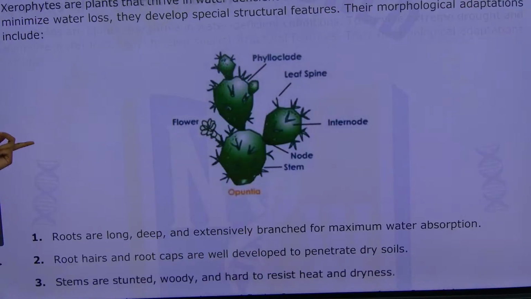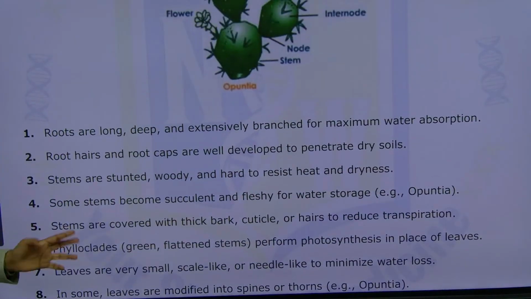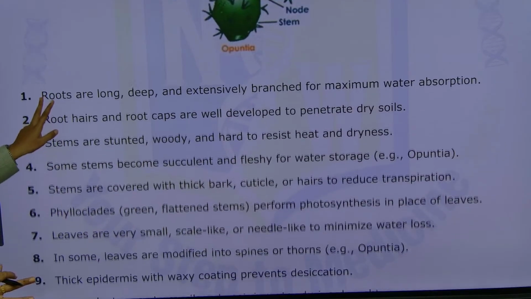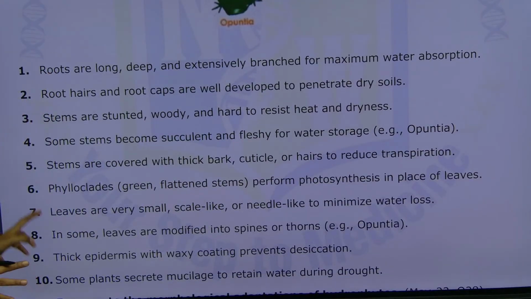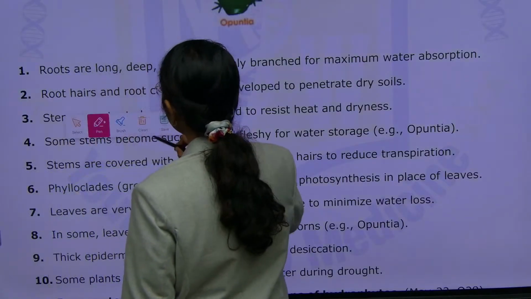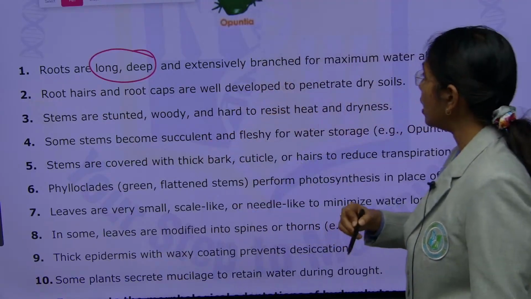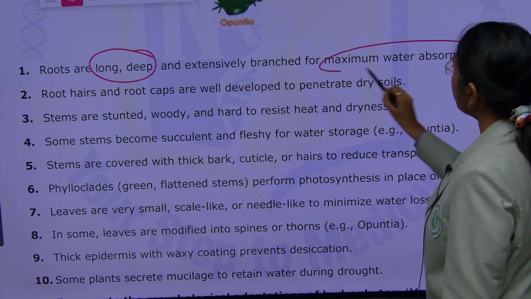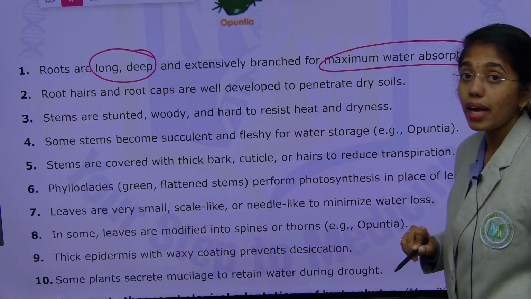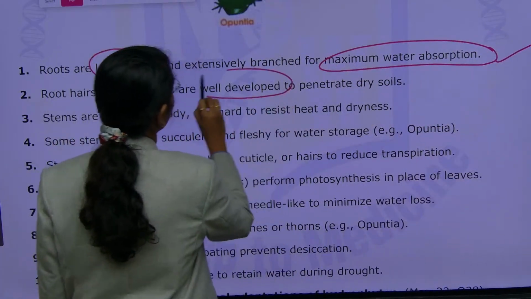The morphological adaptations include roots. What are the morphological adaptations? First, roots are long and deep for maximum absorption of water and minerals. Remember that. Roots are long and deep and extensively branched for maximum water absorption, and root hairs and root caps are well developed to penetrate into the soil.